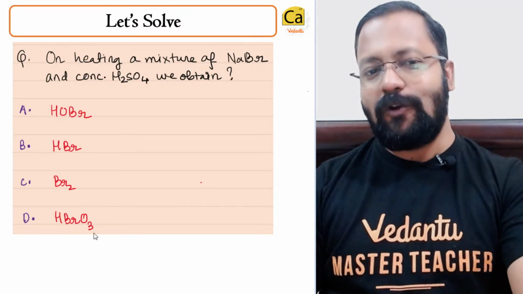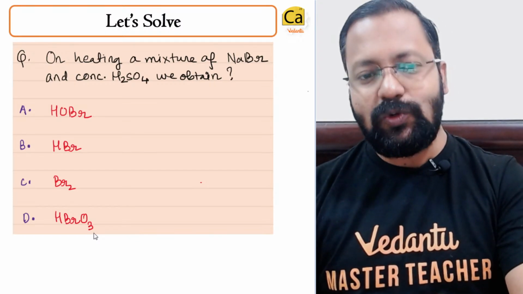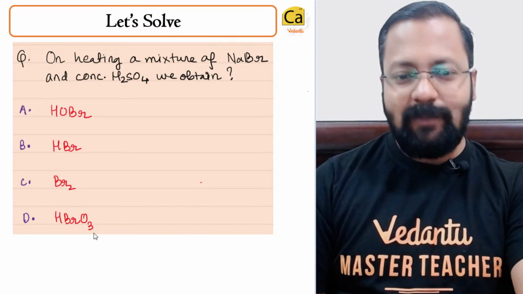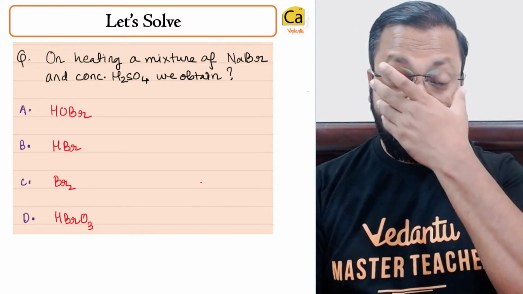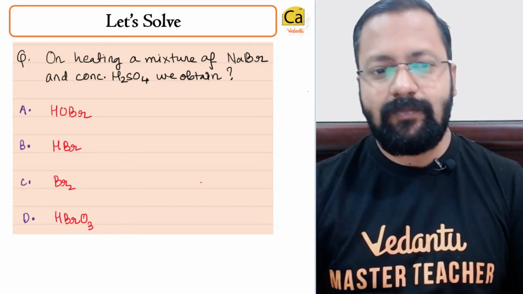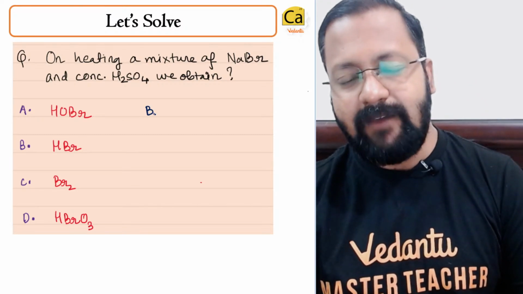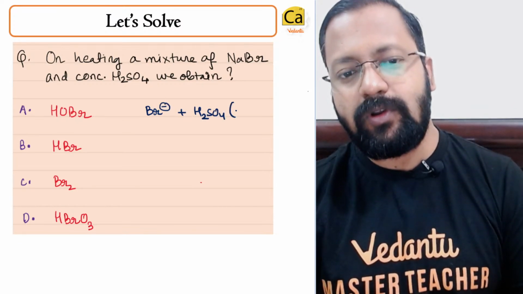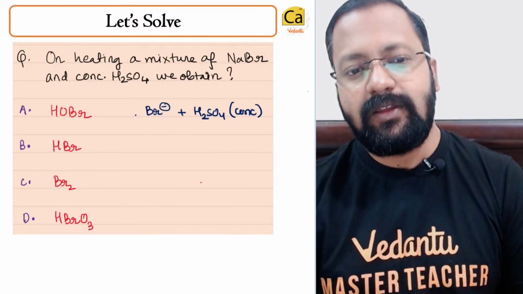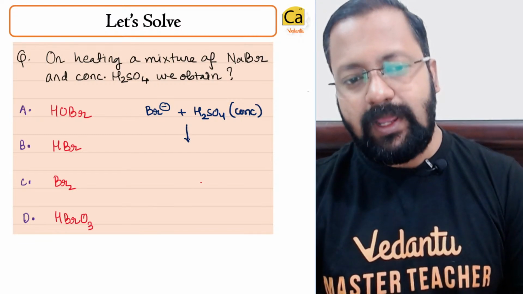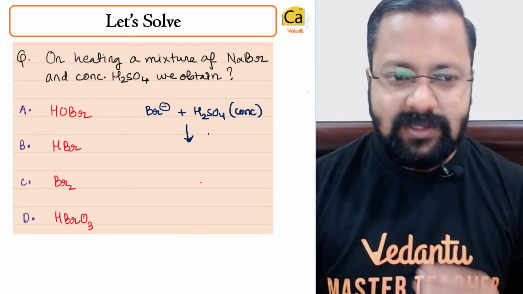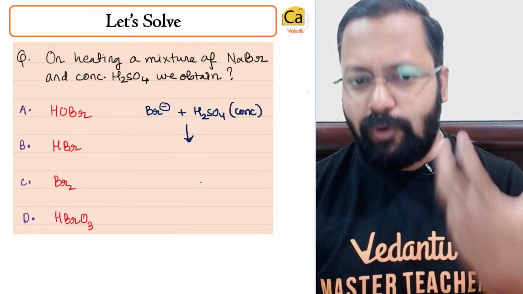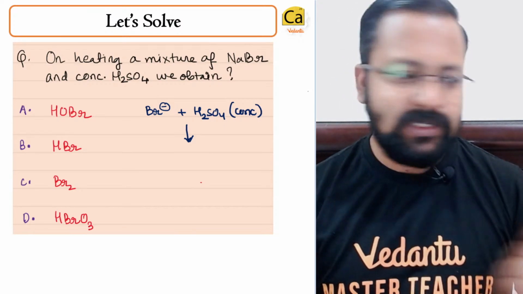On heating a mixture of NaBr and concentrated H2SO4, what do we obtain? So you are having bromide and you are treating it with concentrated H2SO4. What would you obtain? In this case, we had discussed this earlier. What is the compound that you would obtain when NaBr reacts with H2SO4? Please answer in the chat box.